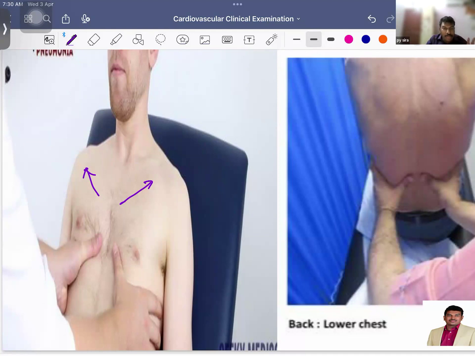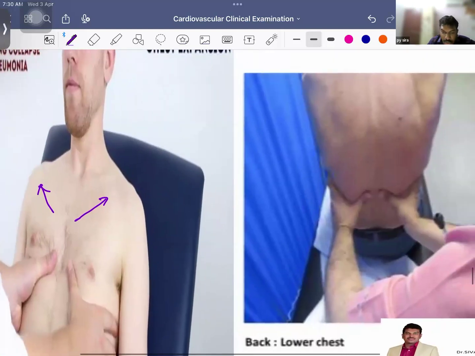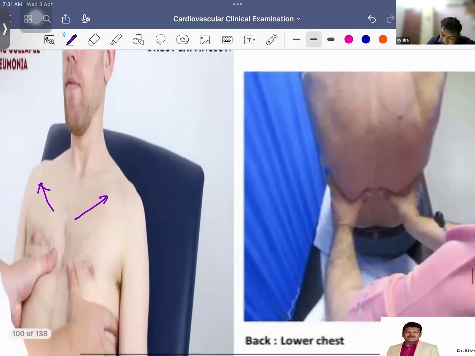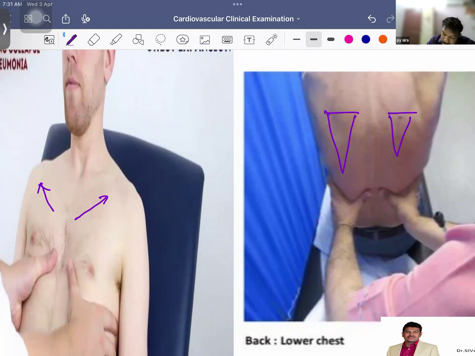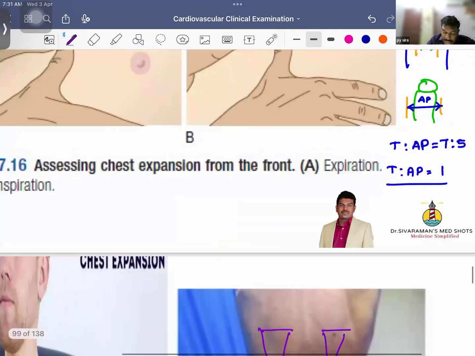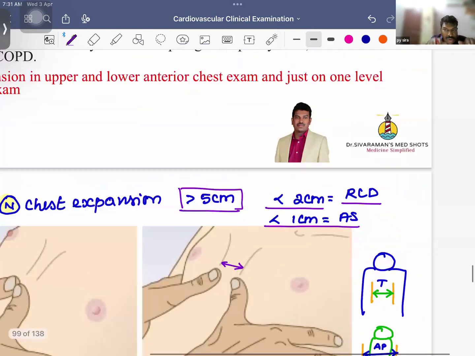Coming to the posterior chest, what you have to do is place your hand like this above the clavicle. Posteriorly, you see for the upward movement. In normal respiration, you should see the upward movement. Then for the lower part of the posterior chest, just below the scapula, you hold the hand like this and see for the movements. So this is the anterior chest and posterior chest, and this is the superior chest where you keep the hand like this.